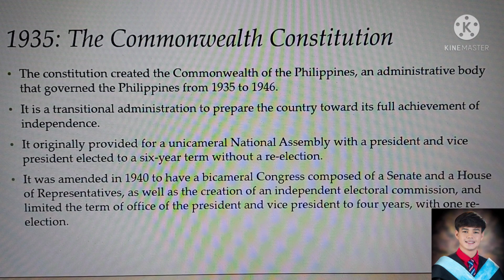It was amended in 1940 to have a bicameral Congress composed of the Senate and House of Representatives. So, noong 1940, naging bicameral na, nagkaroon na ng upper house and lower house, as well as the creation of an independent electoral commission. So, kumbaga nagkaroon ng Commission on Elections, and limited the term of the vice president and president to 4 years. Naging 4 na taon na lang, pero pwede silang ma-re-elect. Pwede ulit maiboto.